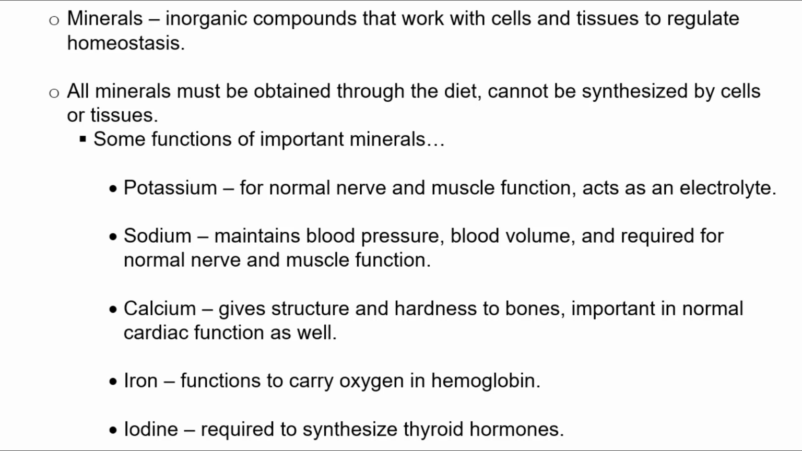Calcium gives structure and toughness to bone tissue, and it's also important for normal function of cardiac muscle. Iron is a critical component of hemoglobin as the iron binds and carries oxygen. Iodine is an important mineral as it is necessary in the production of thyroid hormones.